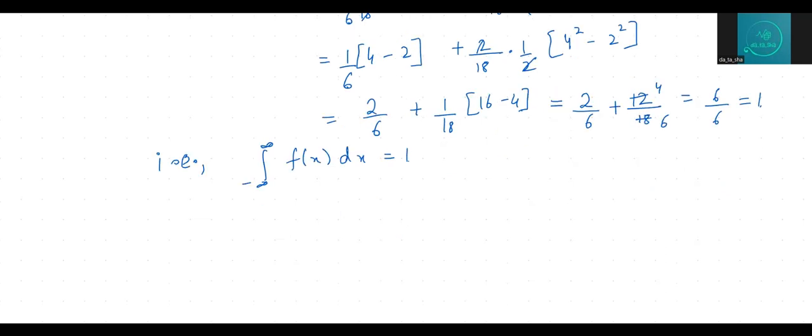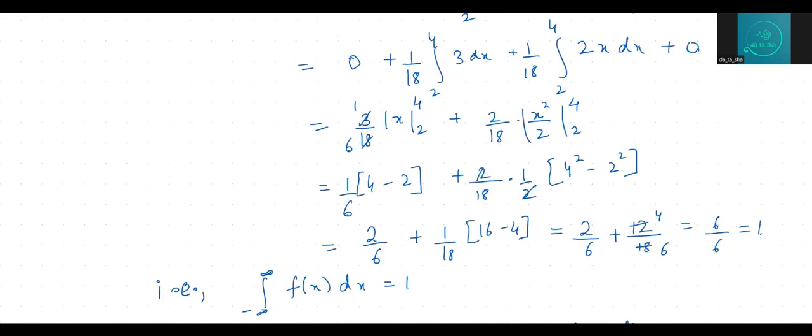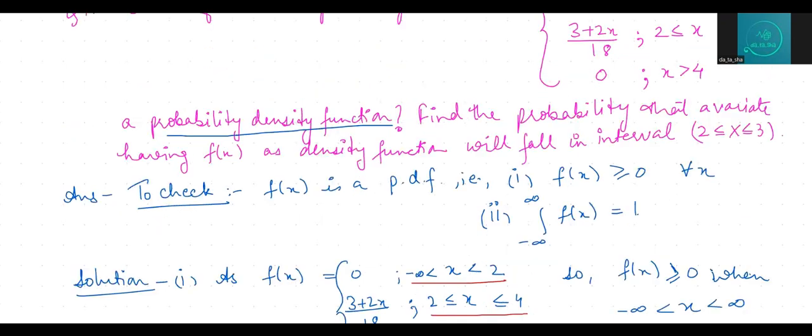Thus, f(x) is a probability density function. So this is how we can prove a function to be a probability density function. Now, there is another part here that we need to find out. Find the probability that a variate having f(x) as the density function. Now, variate means we are talking about the variable capital X. So we need to find the probability of the capital X variable having f(x) as the density function.